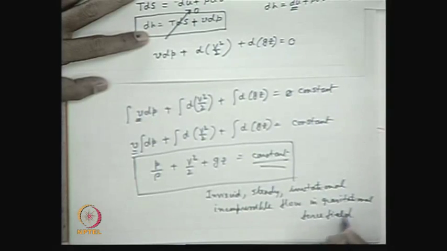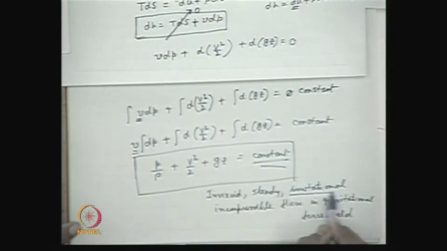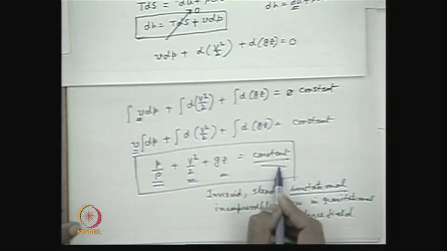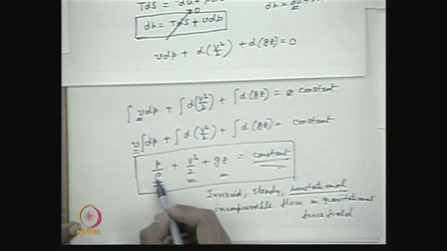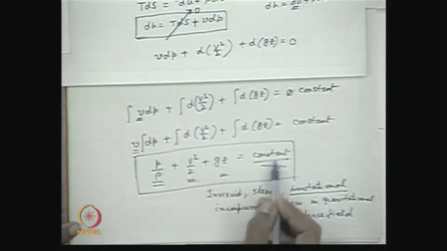That means, if an inviscid, steady, irrotational, incompressible flow in a gravitational force field takes place, then from the energy point of view there is no energy interaction, neither heat nor work. The sum of these three energy quantities remains constant. That means the total mechanical energy, that is the pressure energy, kinetic energy, and potential energy, is constant.